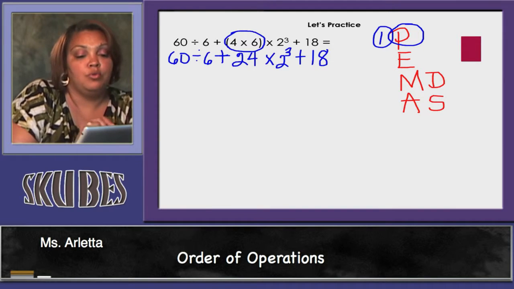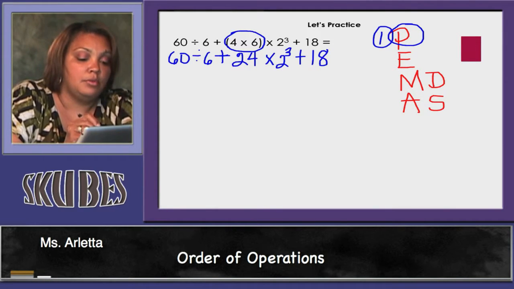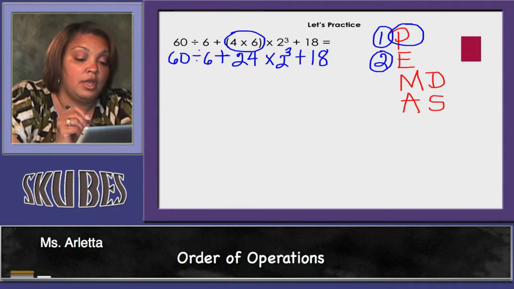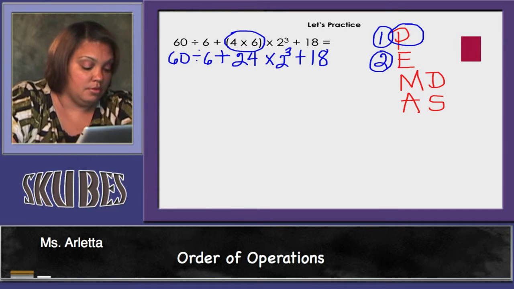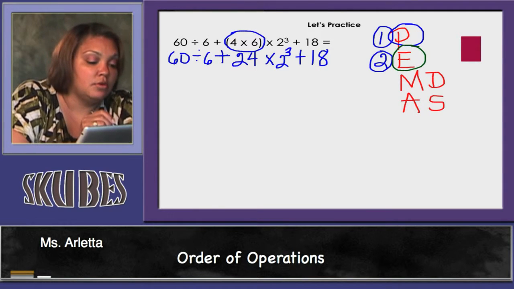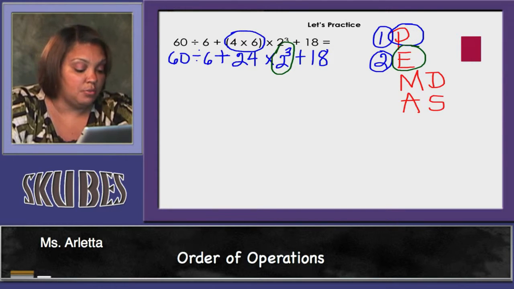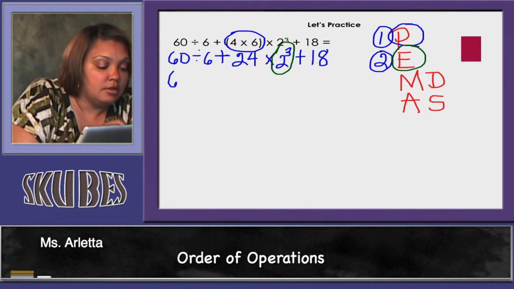Now look at your second row. Your second row, you're looking for what, step 2? Exponent. That E stands for exponent. So I have an exponent here. I'm going to circle my E for exponent, and I'm going to circle my exponent problem in the actual expression. So once again, I copy everything down except for what I just circled.